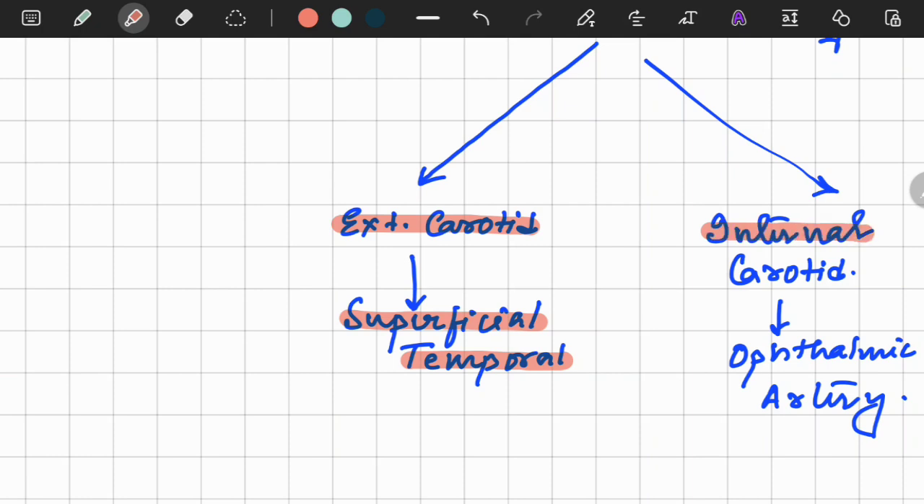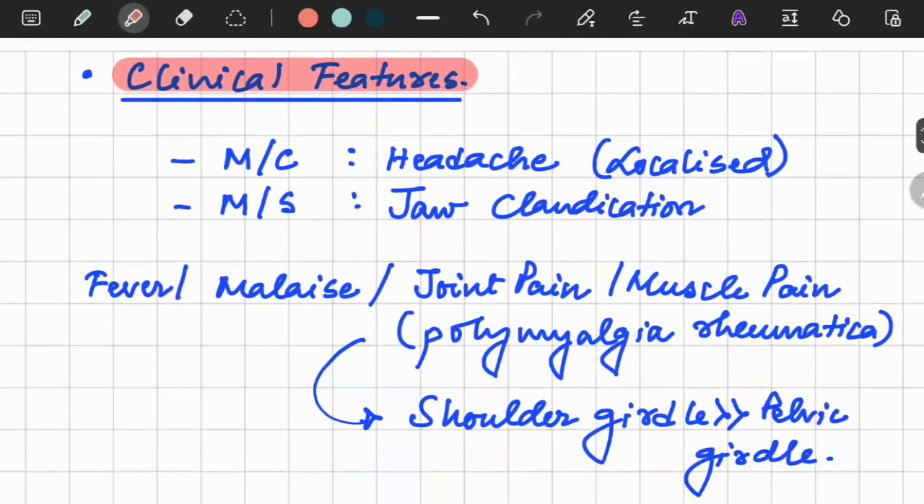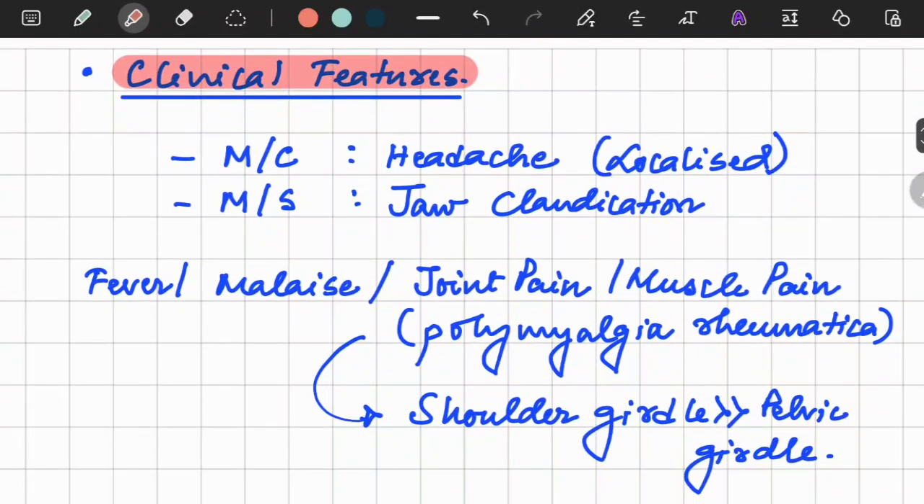And as the internal carotid artery might get affected, the ophthalmic artery is related as such. Now let us just talk about the clinical features that we just discussed. The most common clinical feature is headache, which is supposed to be localized, and most specific is jaw claudications.